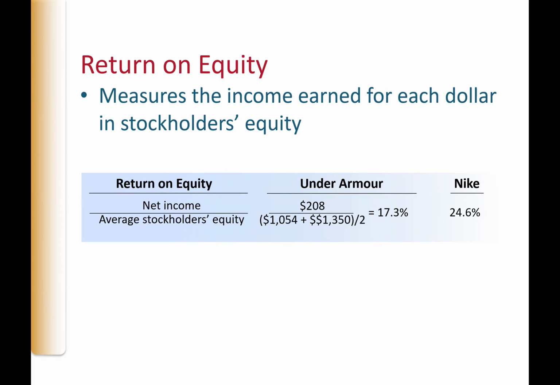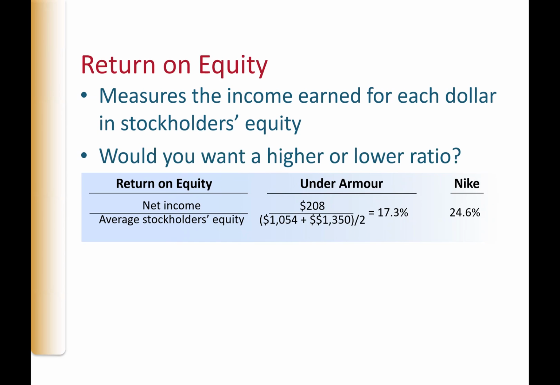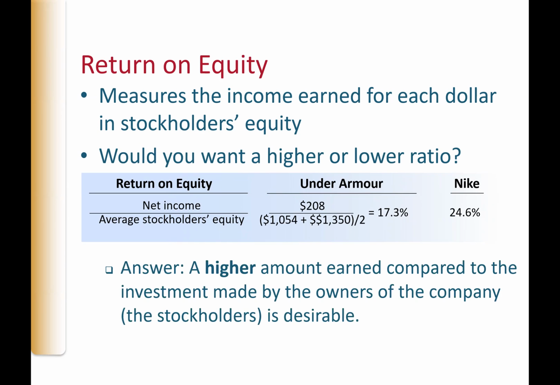Return on equity measures the income earned for each dollar in stockholders' equity. We take our net income, we divide that by our average stockholders' equity. Now, guys, what do you think of this? Nike's sitting at 24.6%, where Under Armour's at 17.3%. You think it's better for it to be higher or lower? Higher. A higher amount earned compared to the investment made by the owners of the company is more desirable. Their money's being put to use, providing better return.